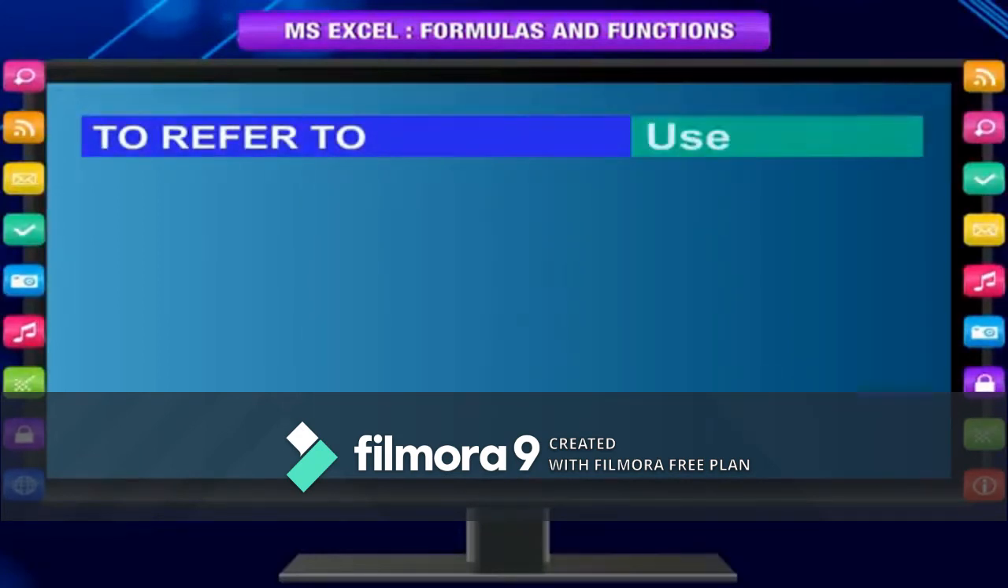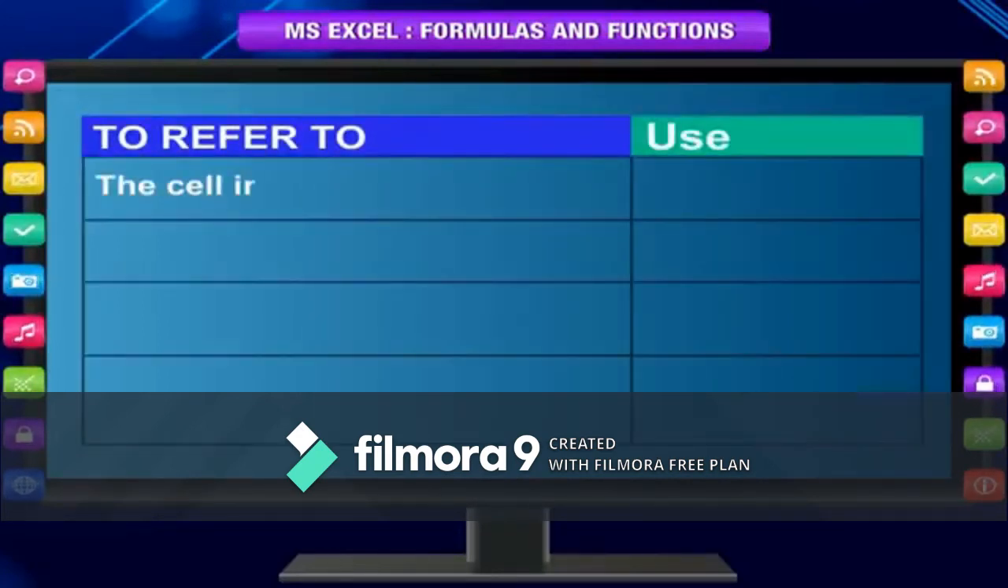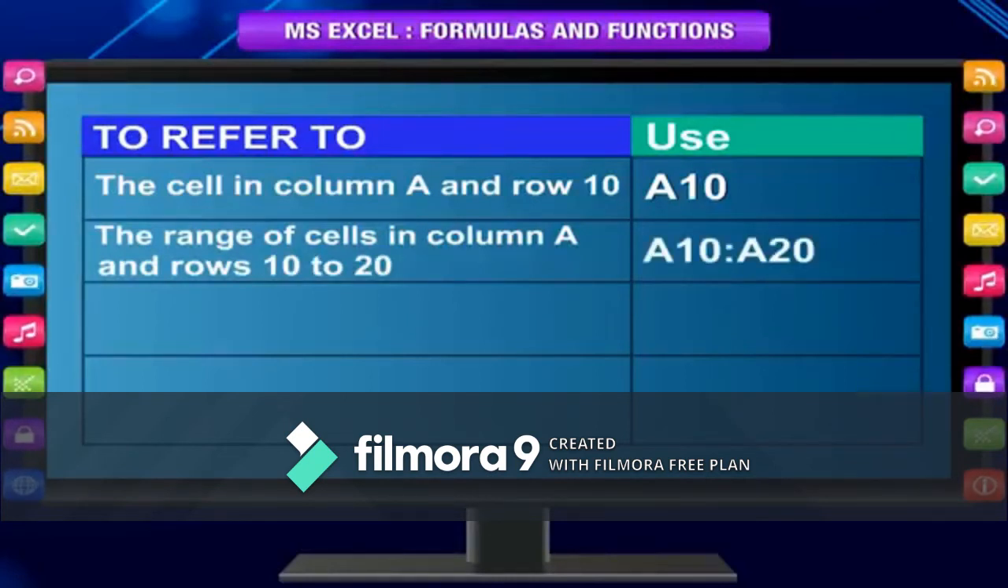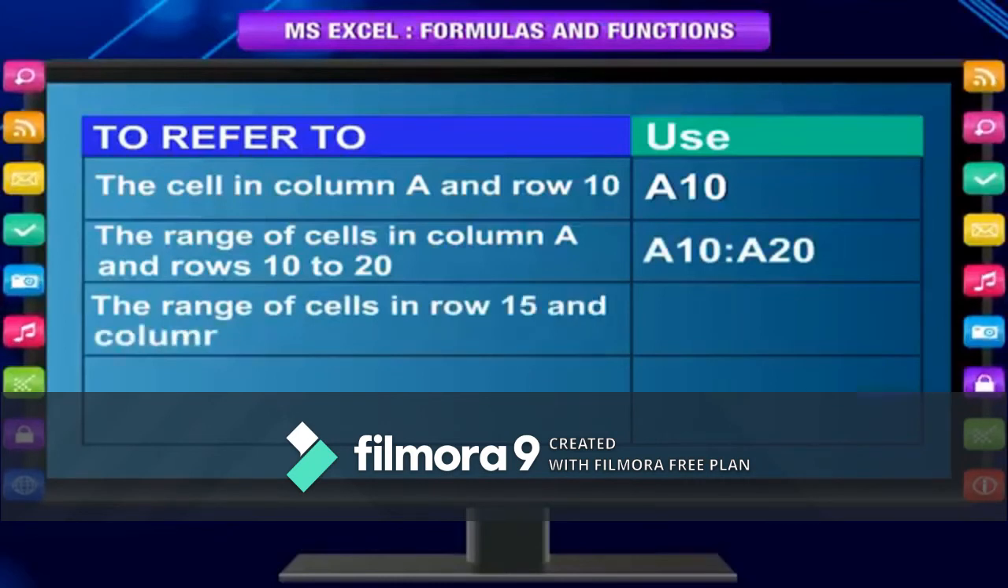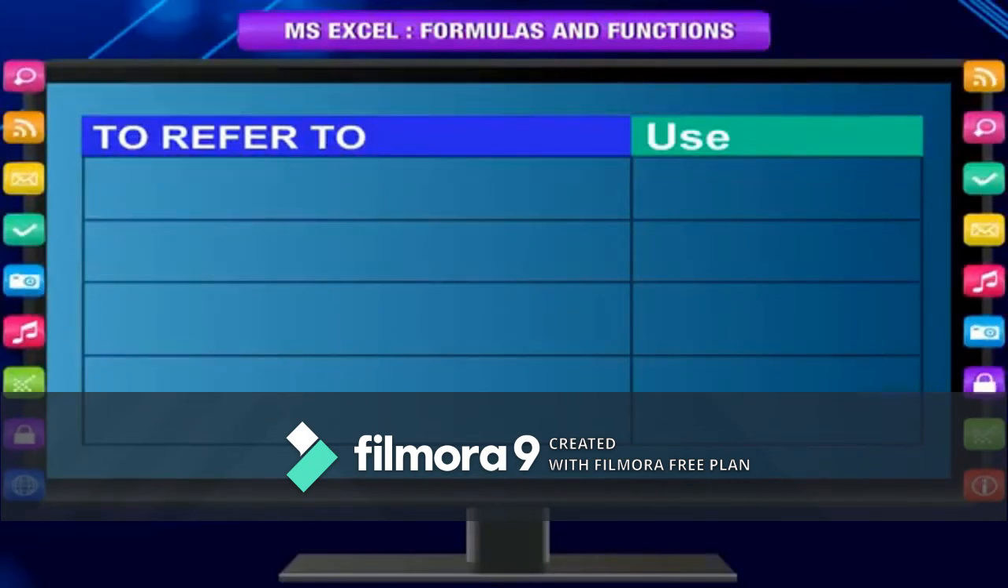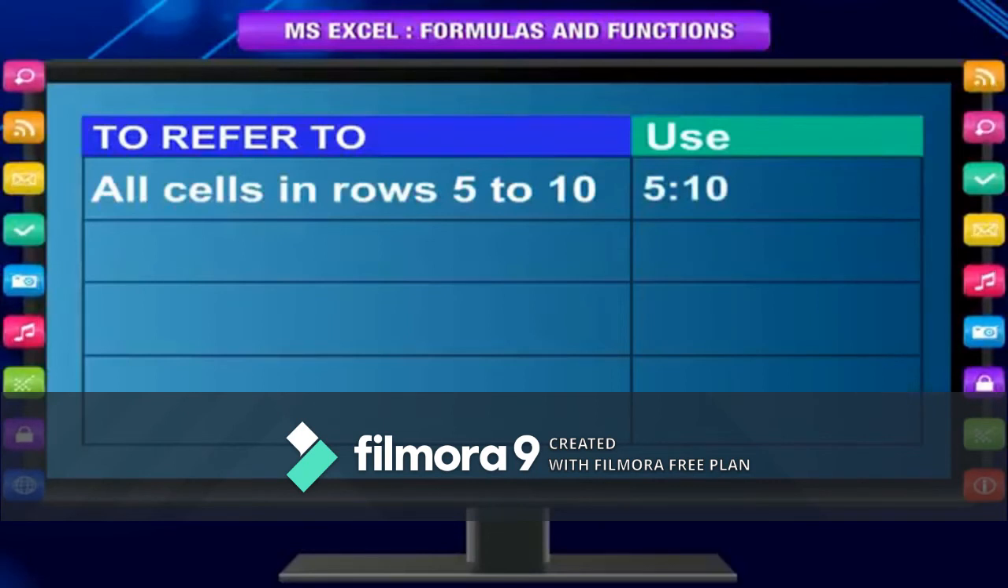To refer to the cell in column A and row 10, use A10. The range of cells in column A and rows 10 to 20: A10:A20. The range of cells in row 15 and columns B to E: B15:E15. All cells in row 5: 5:5. All cells in rows 5 to 10: 5:10.